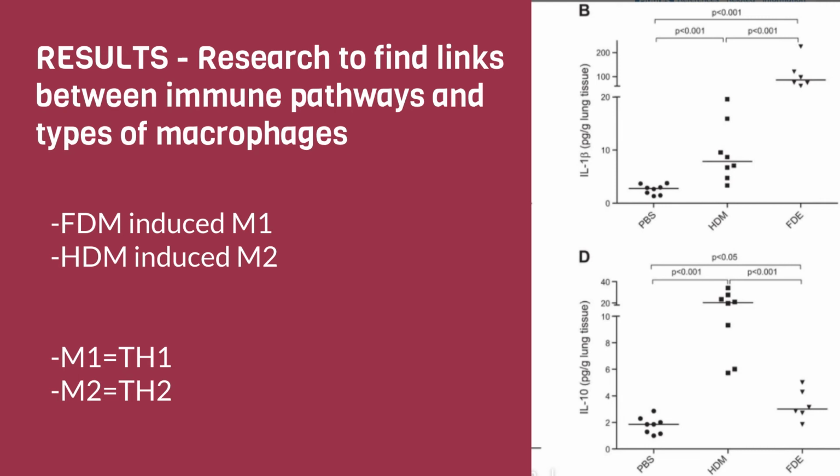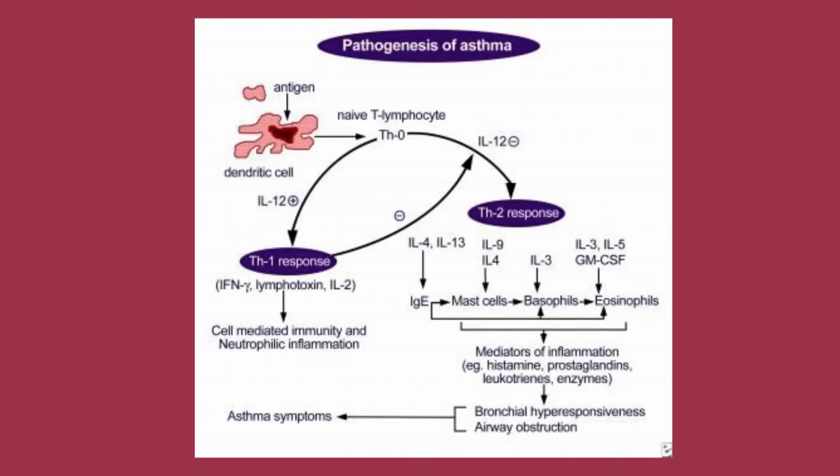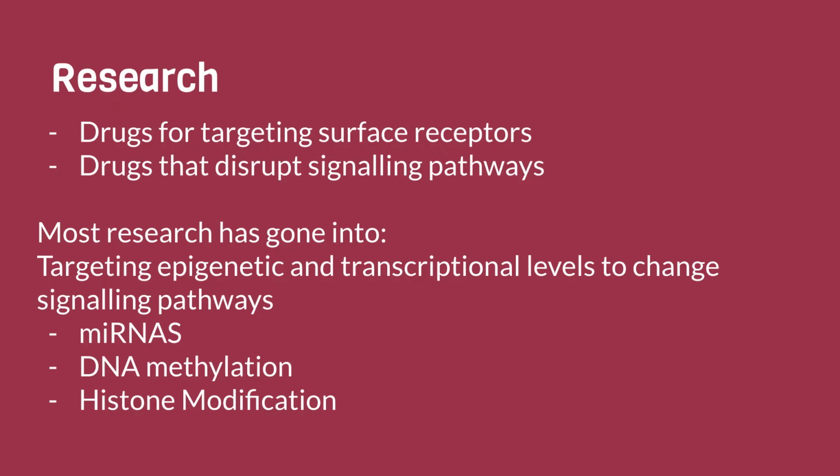So in our pathway, Th1 would release IFN-gamma, interferon gamma, which would activate M1, and Th2 would release a variety of interleukins that would activate M2 and cause asthma inflammation. So these are the areas where therapy research would be targeting to get our correct response. There are different ways that they're trying to research to target these macrophages. It is not yet an exact science.